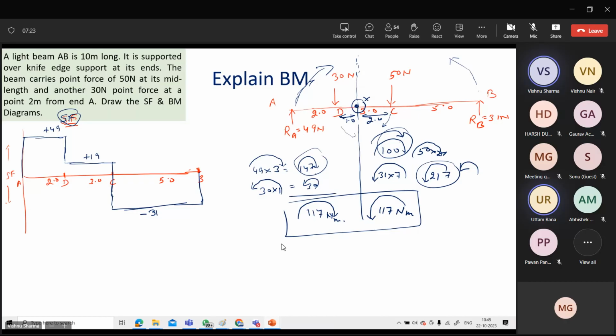Okay, what is the distance of force RB 31 newtons from X? Tell me. Look at the line diagram. What is the distance? 1 meter. Got it, sir. Thank you so very much.